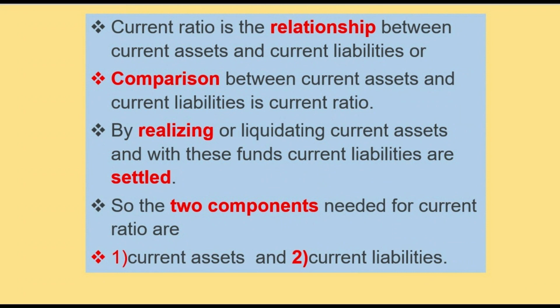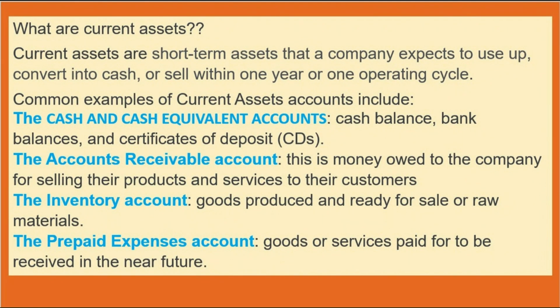By realizing or liquidating current assets, and with these funds, current liabilities are settled. So the two components needed for current ratio are current assets and current liabilities. What are current assets? Current assets are short-term assets that a company expects to use up, convert into cash, or sell within 1 year or one operating cycle. The current assets account can be found on a firm's balance sheet.